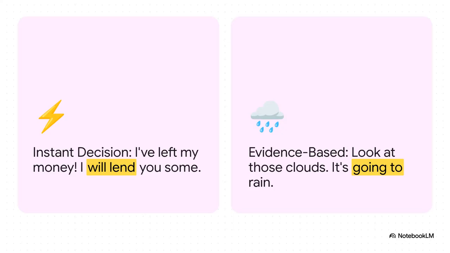Let's see how will builds and contrasts with what we learned earlier. Imagine an instant decision. I've left my money. I will lend you some. It's completely spontaneous, right in the moment. But look what happens when we do have physical evidence. Look at those black clouds. I think it's going to rain. We use going to instead of will here because the black clouds are present evidence. The rain isn't just a random guess. The physical world is showing us it's literally about to happen.